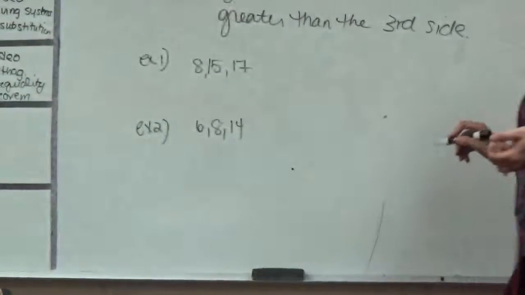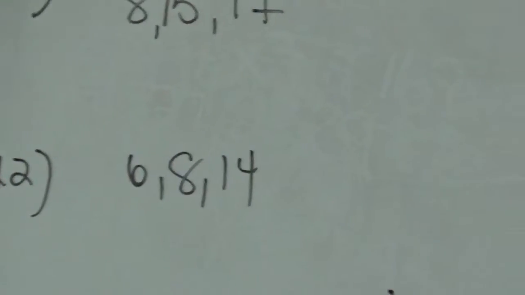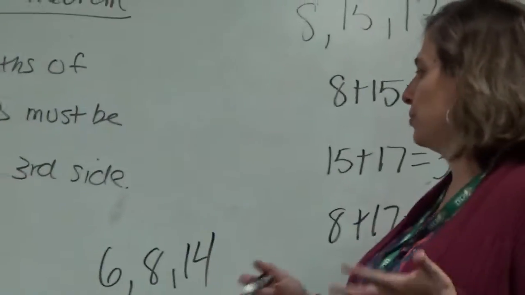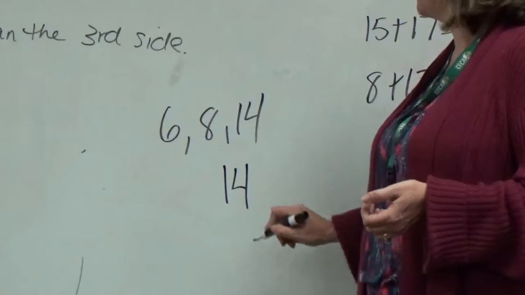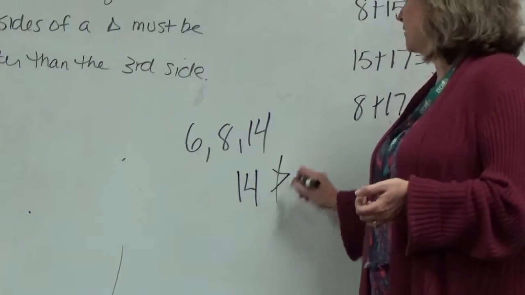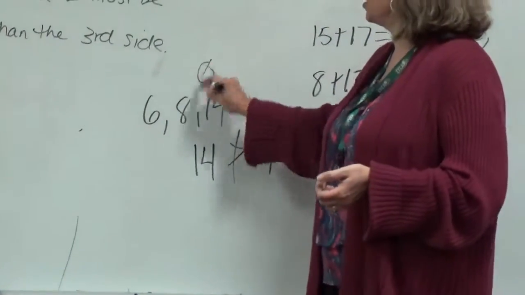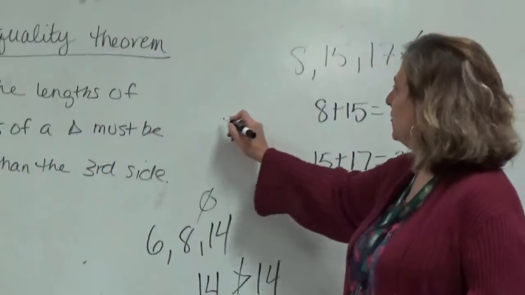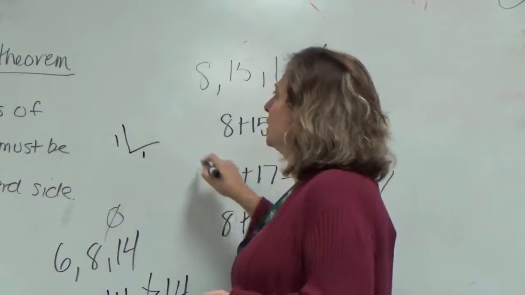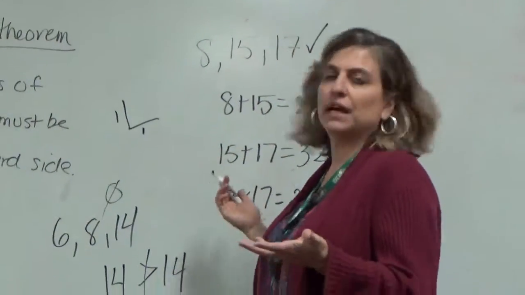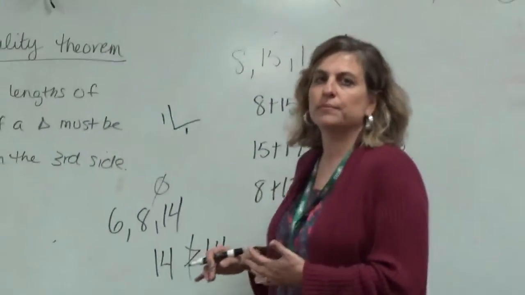Example 2, if you notice, I have 6, 8, and 14. If I wanted to see if that was a true triangle, if I add 6 and 8, I get 14. But 14 is not greater than 14. You cannot have a triangle with these lengths. This would not work. For example, if I had length 1 on one side and 1 on the other side, and then a really long length, that just wouldn't work. So we're just trying to see if these triangles work.